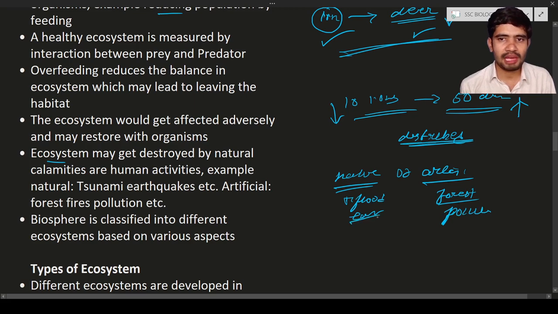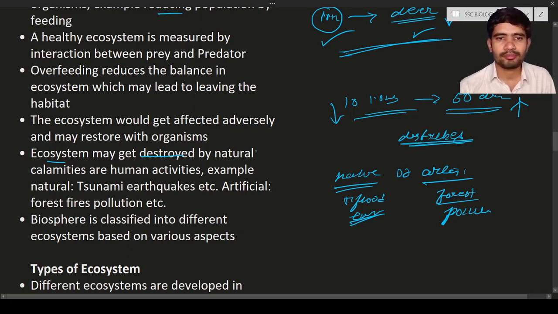So for example, what will happen during earthquakes? Most of the organisms in the forest are going to die. During floods, most of the animals will run away and most of the animals are going to die. So it means these natural calamities are going to damage or destroy the organisms. Okay, so these are the natural and artificial calamities.